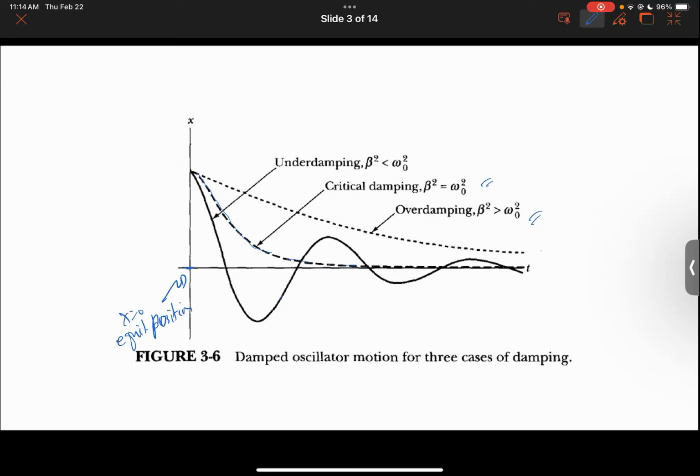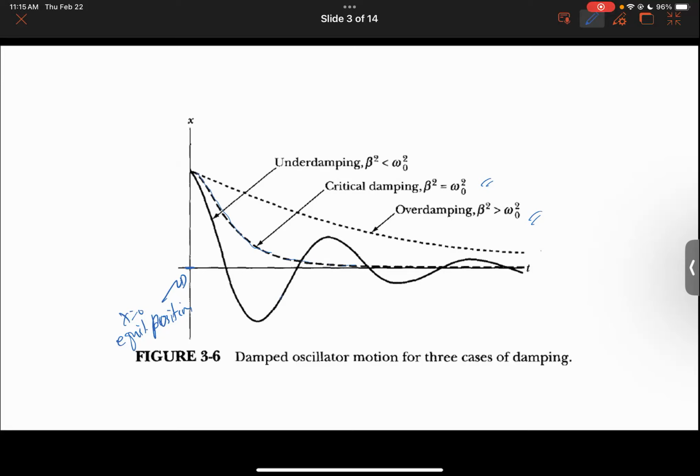You can also see an example in overdamping when an object passes through a fluid, for example, like water, di ba? So halimbawa, meron kang heavy object na nilagay mo dun sa water. Of course, yung object na yun experiences the buoyant force due to the water, and of course that object doesn't oscillate, so yung motion niya just goes towards the equilibrium position. Okay, so those are examples of overdamping.